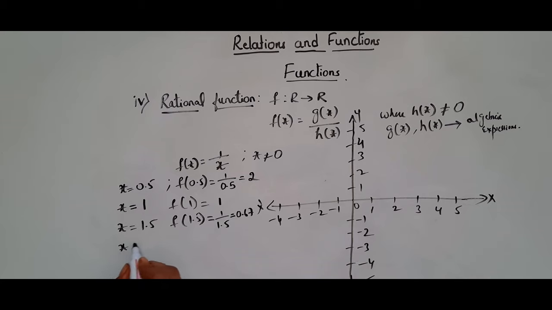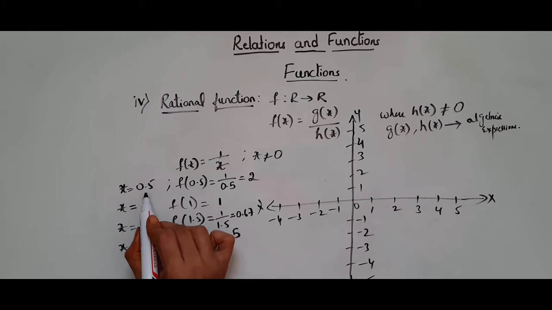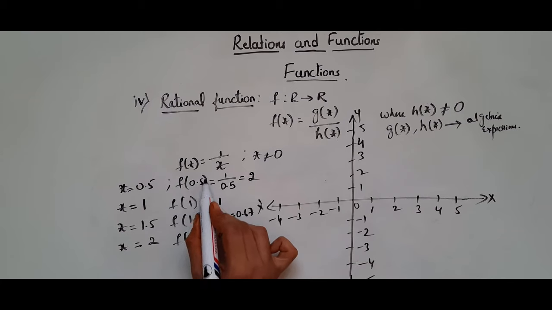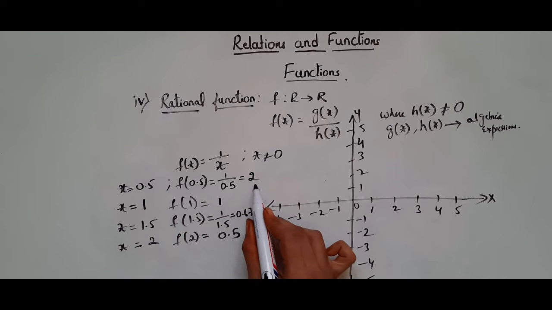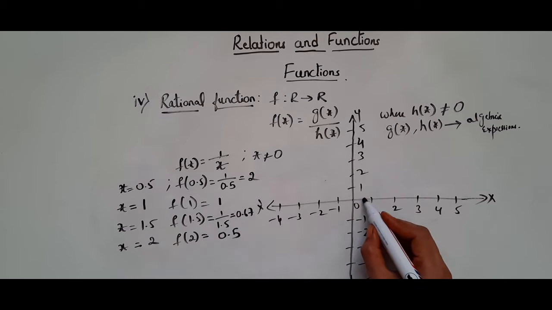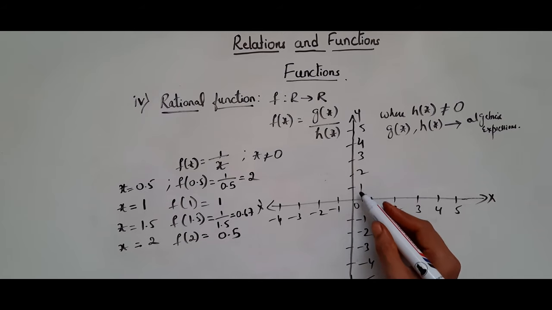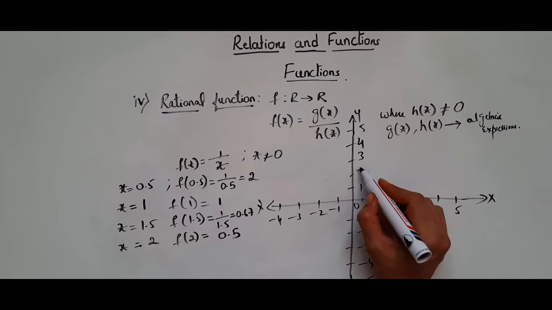Similarly, let's take x is equal to 2. f of 2 is 0.5. Let's plot these points. So when x is equal to 0.5, your f of x, that is your y, is 2. So when x is 0.5, that is somewhere here, right? So y is 2. So that will be this point.